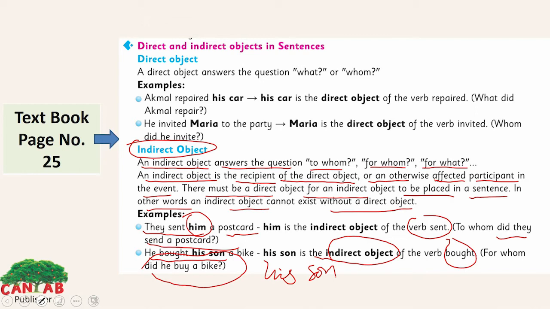To learn this concept, you have to learn this first: to whom, or for what, for the indirect object. And for the direct object, what or whom. This is the simple way of remembering both these two concepts.